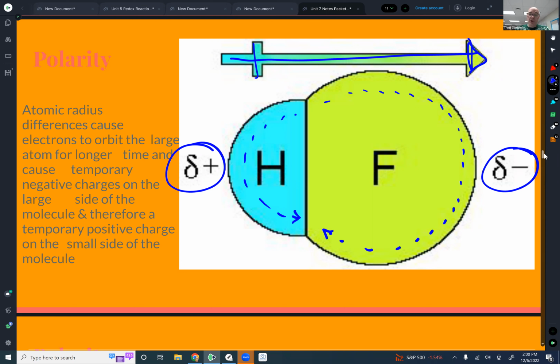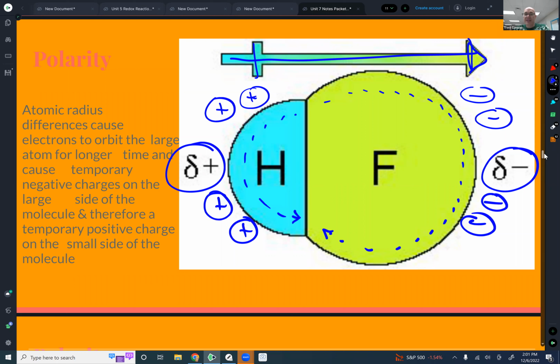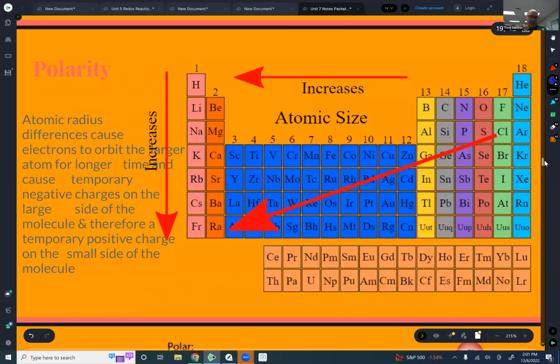Because it stays longer on this larger atom, there develops a more negative charge on one side. Now, it's not that there is an added positive. It's more like there is an absence of electrons. It's not that it develops a positive, it's that it just doesn't have the negative charge. So one side holds the electrons longer than the other side. So size is what is important.